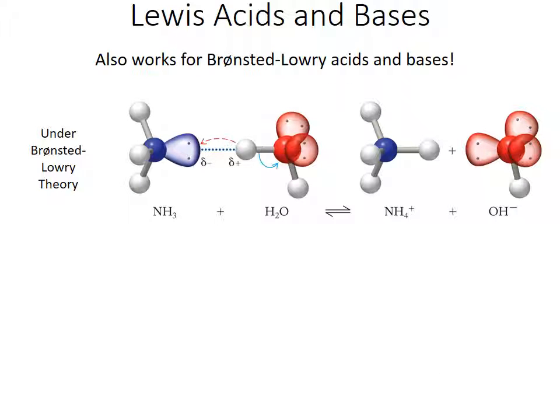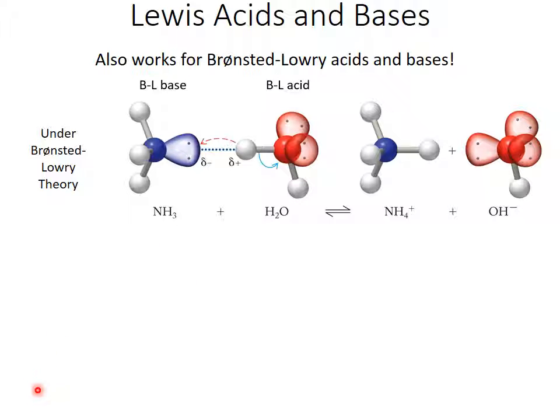Lewis acid-base theory also works for Brønsted-Lowry acids and bases. Let's take a look at how. The reaction of ammonia and water reversibly becoming ammonium and hydroxide can be described under both theories. Under Brønsted-Lowry theory, what we've been using, we would say that the water donates a proton to the ammonia. Therefore, ammonia is behaving as a Brønsted-Lowry base because it's accepting a proton, and the water is behaving as a Brønsted-Lowry acid because it is donating a proton.